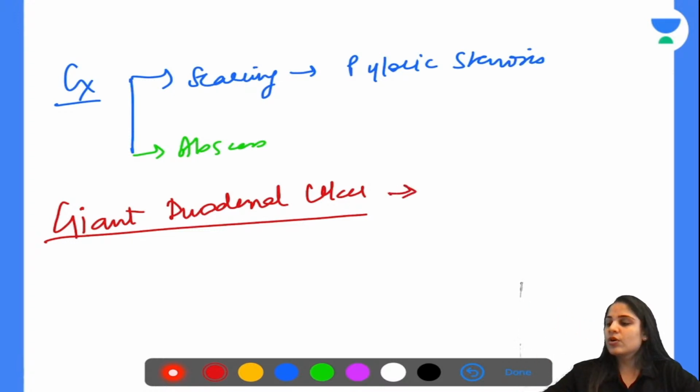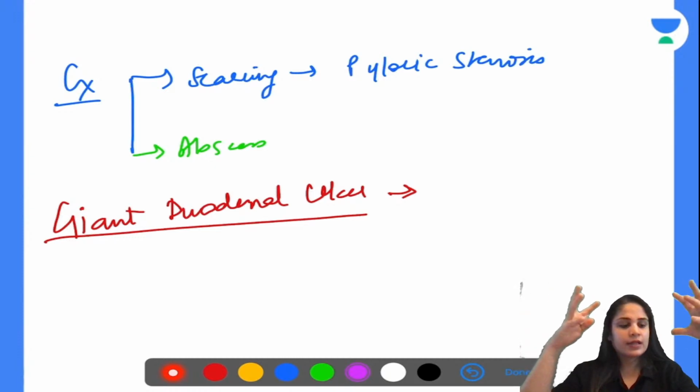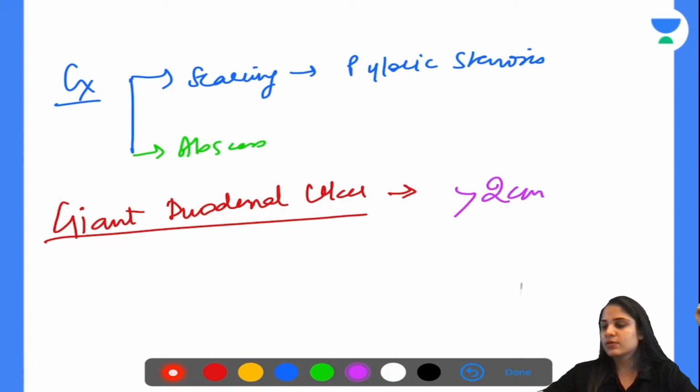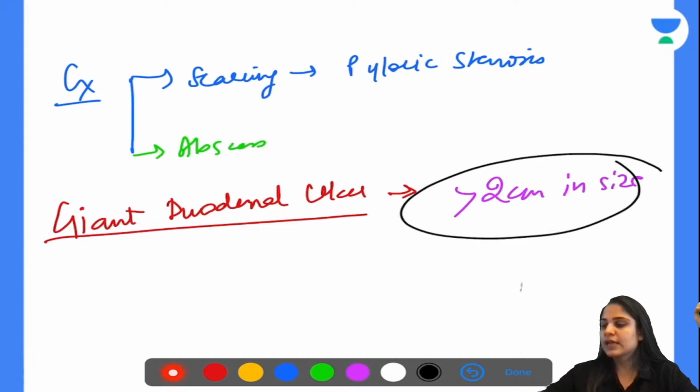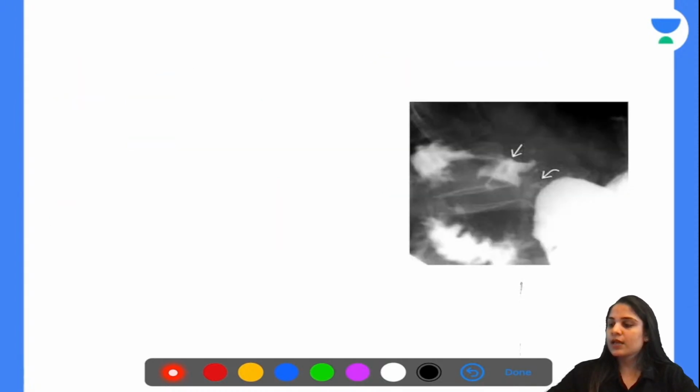So when do you call an ulcer a giant duodenal ulcer? You call an ulcer a giant duodenal ulcer when it is more than 2 centimeter in size. Okay. This is one important question that comes in the exam. Giant duodenal ulcer is any ulcer that is more than 2 centimeter in size. Okay. Now moving on to how do you investigate a duodenal ulcer.